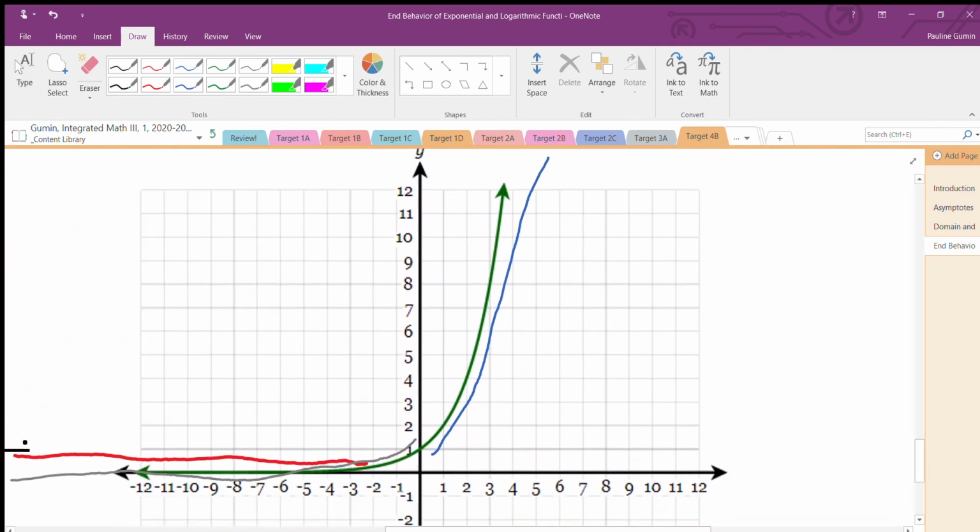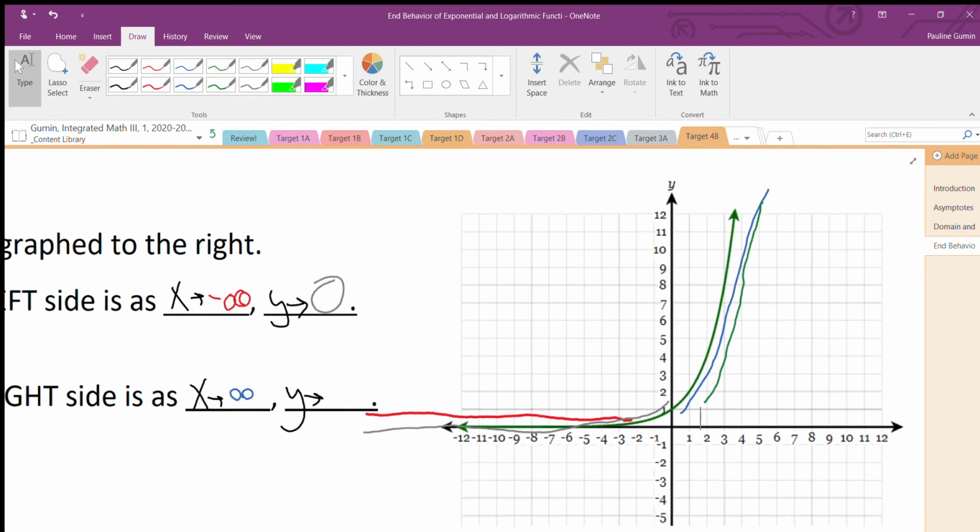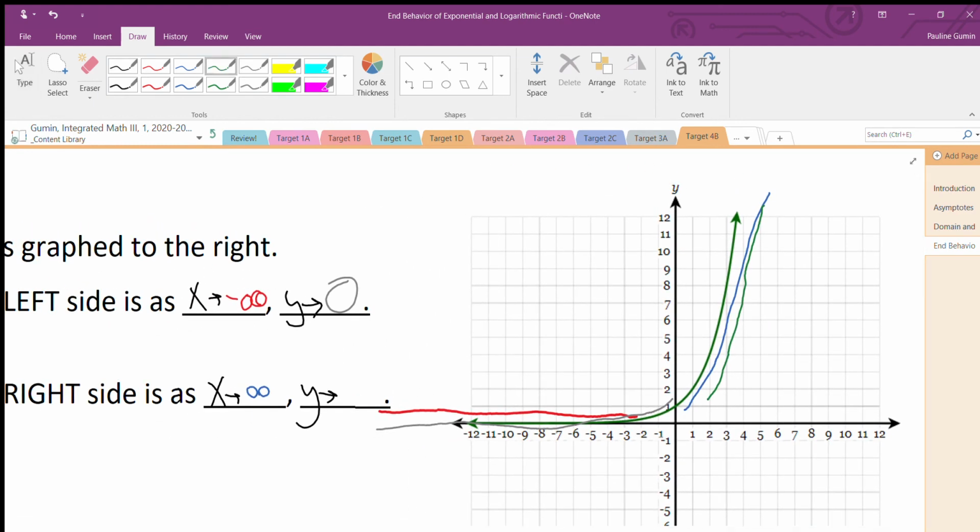Now let's take a look at our y's. All right, as I trace my y's on my right-hand side, they're going up. Ooh, they're going up very fast, which is expected of an exponential function. And they keep going up. There is no flattening out, nothing is stopping it. So our y's on the right-hand side are approaching positive infinity.